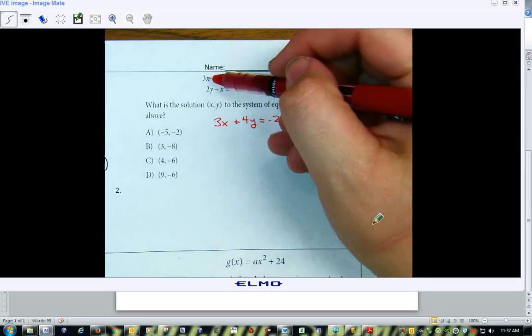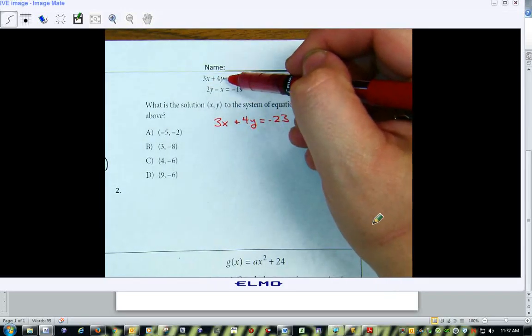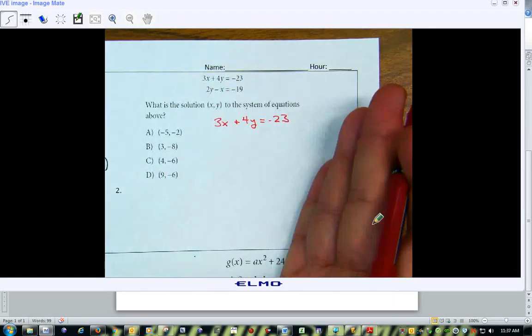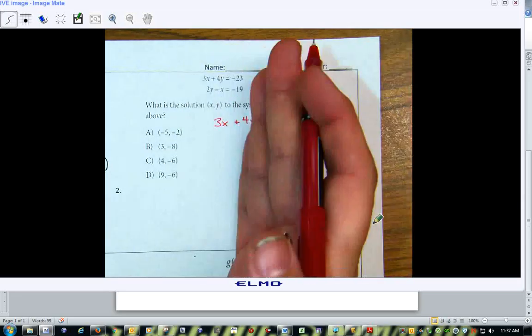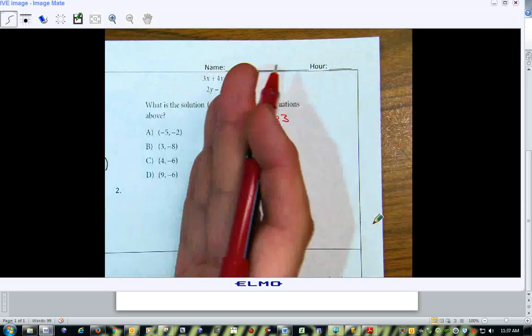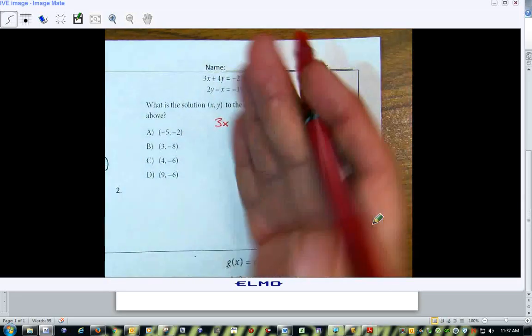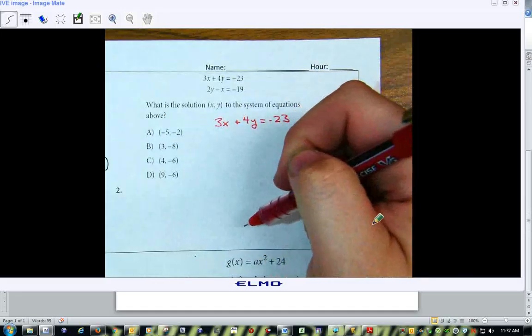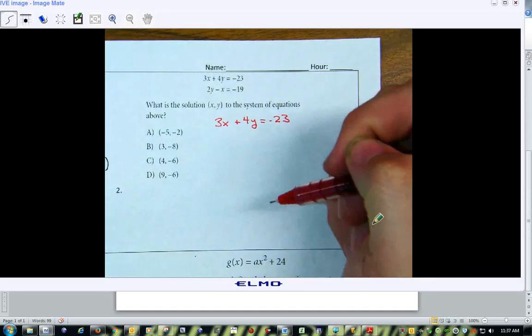Since they're not lined up properly, I have an x and a y, and a y and an x. I'm going to take the first one because it's in xy, but it doesn't really matter. It could have been yx. As long as both equations are lined up properly, you're going to be okay.